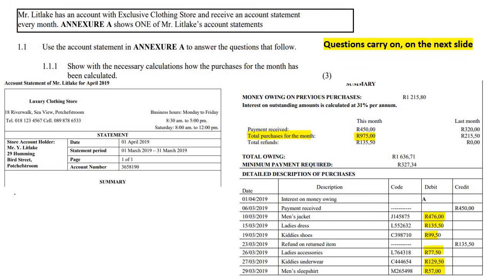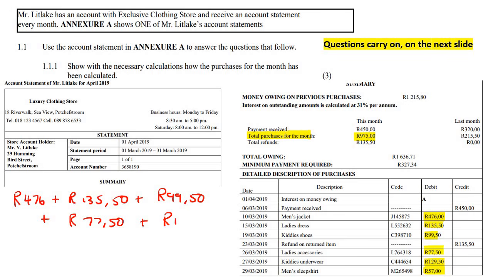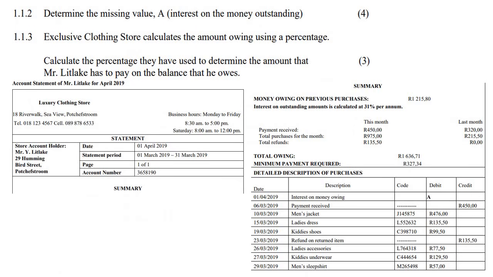So if you had to add those numbers together, 476 plus 135.50 plus 99.50 plus 77.50 plus 129.50 plus 57 Rand. If you add all of that together on your calculator, you will get to exactly 975. And that is how they got the total purchases for this month, which is in March. So that's that first question. Let's just remember that this was in March.